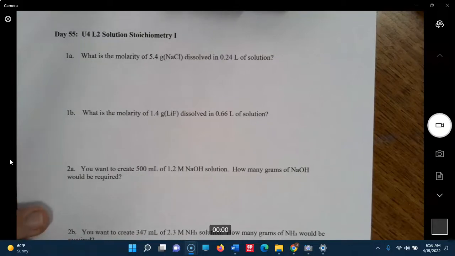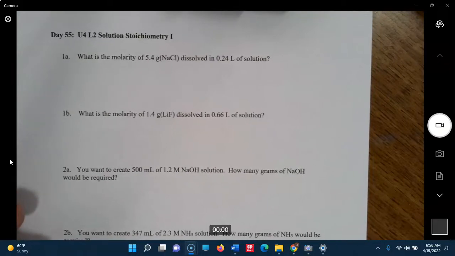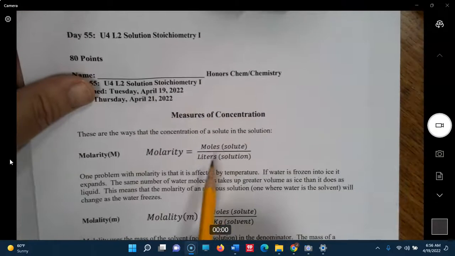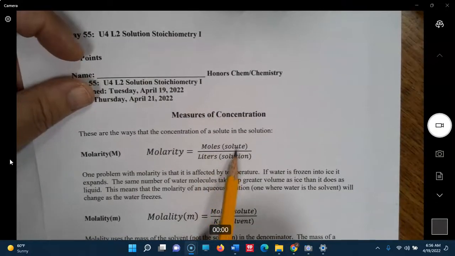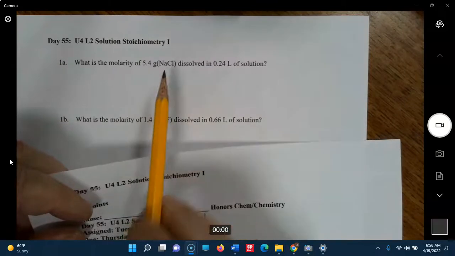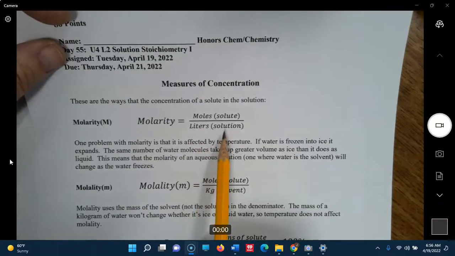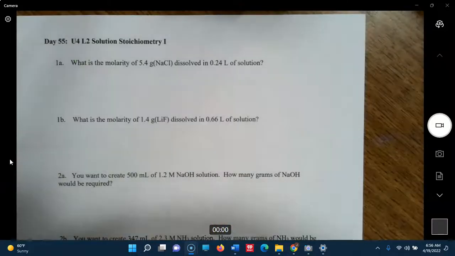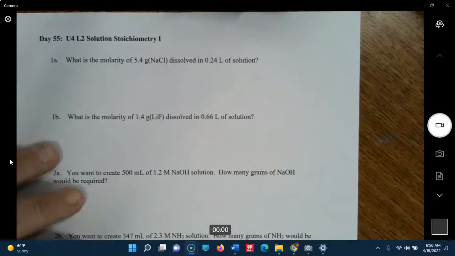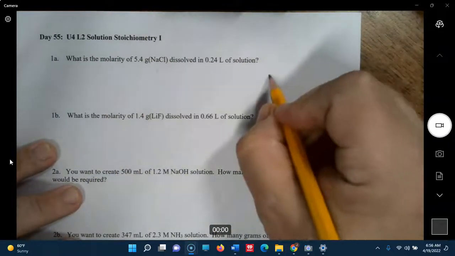So 1A, what is the molarity of 5.4 grams of NaCl dissolved in a 0.24 liter solution? So again, you have to come back here and understand what molarity is. It's moles of solute, in this case the NaCl, per liters of solution. That's the water plus the NaCl. It's everything together. Okay, so we're going to come over here.